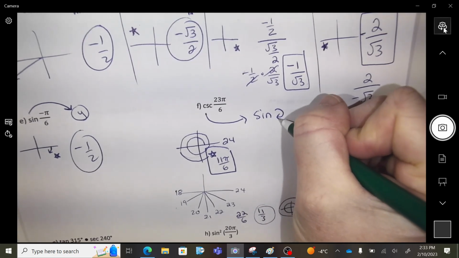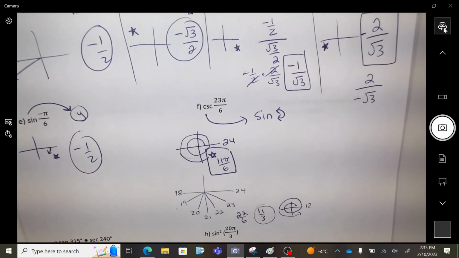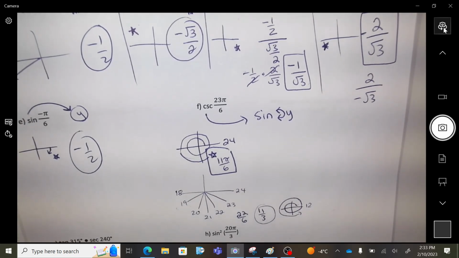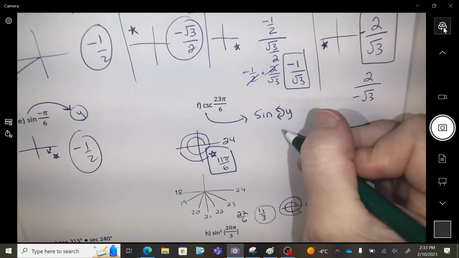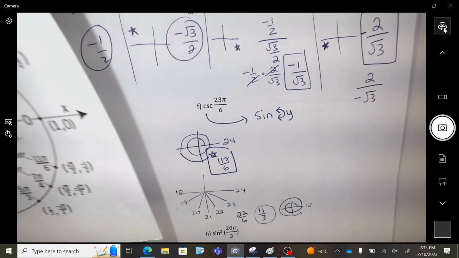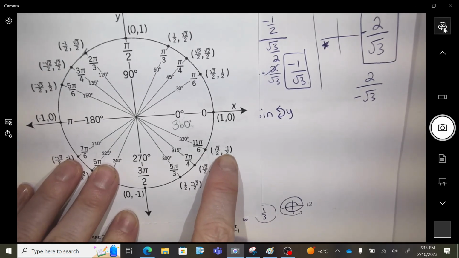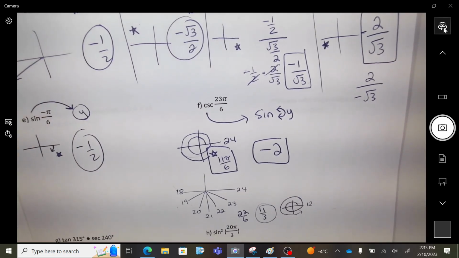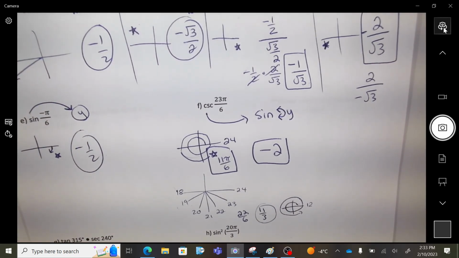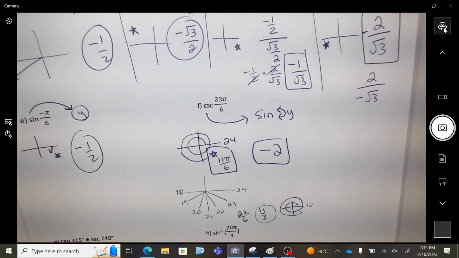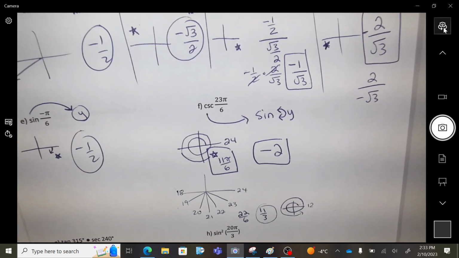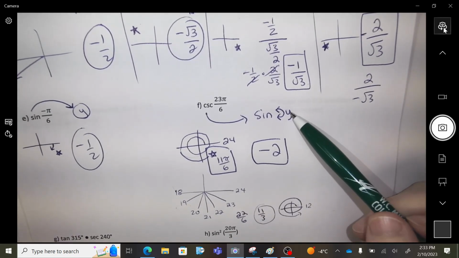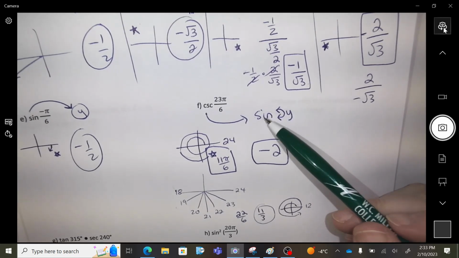Okay, it is the flip of sine. So that means find the y value and flip it. Find the y value and flip it. So negative a half was the original. So now it's negative 2. Positives and negatives, those are never going to change. Okay, so again, it's just easier to just take the reverse of sine.